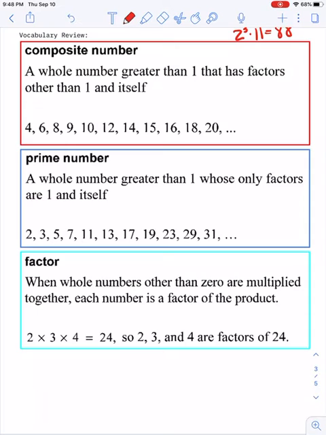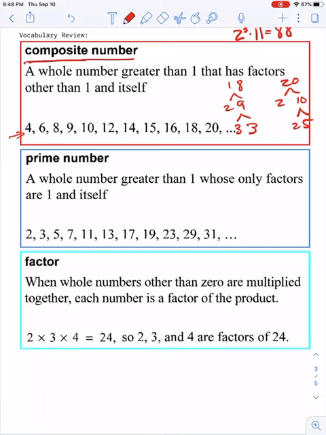A composite number is a whole number greater than 1 that has factors other than 1 and itself. So they're all numbers that you can, in fact, do a factor tree for. So, for instance, let's start back here. 20, I can do a factor tree. That is 2 times 10. And 10 is 2 times 5. There's my factor tree. 18, 2 times 9. There's my factor tree.